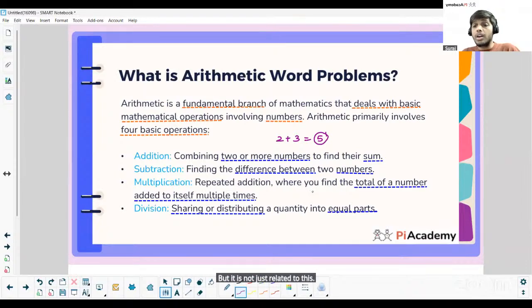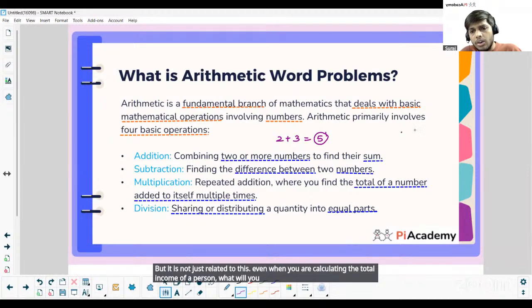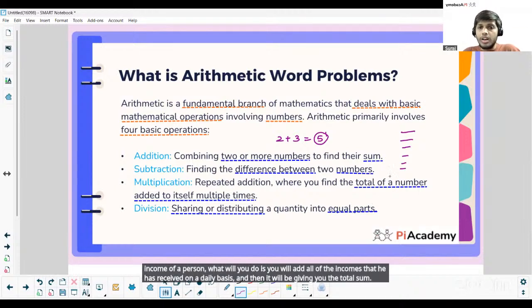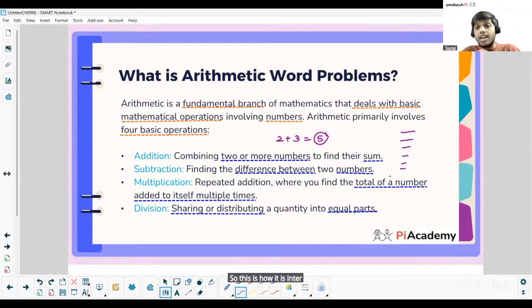Even when you are calculating the total income of a person, what you will do is add all of the incomes that he has received on a daily basis, and then it will give you the total sum. So this is how it is interrelated to daily life activities too.